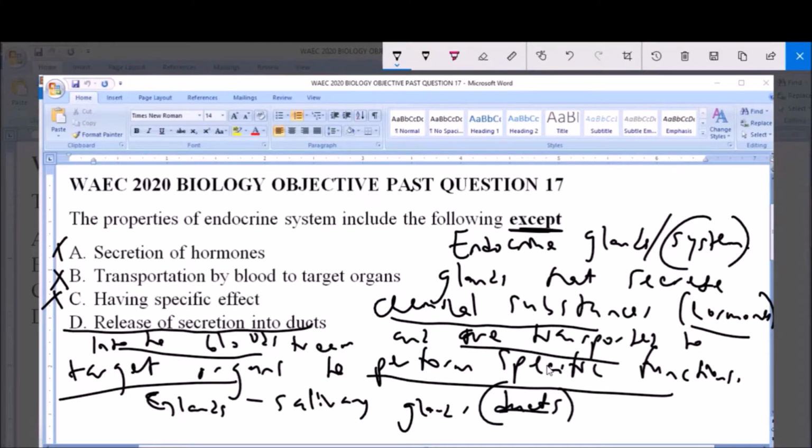So release of secretion into ducts is not a property of the endocrine system.